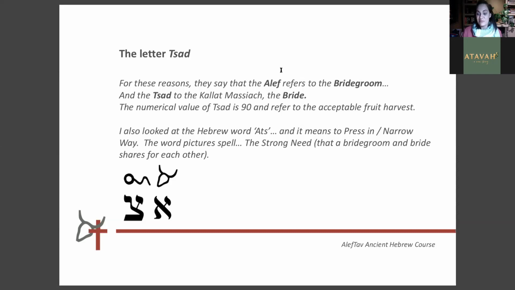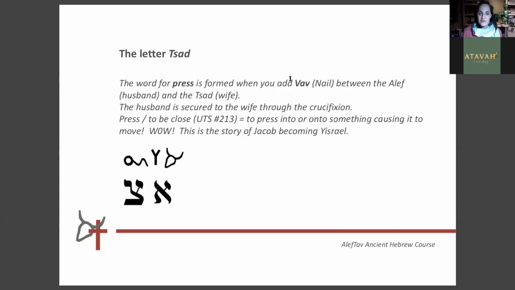But to make it even more beautiful, I saw that this is the parent root. So atz is the parent root for the word to press in. But to form the word press, they add another letter. The word for press is formed when you add the vav, the nail, between the Aleph, the husband, and the wife. It was just revelation upon revelation. So the husband is secured to the wife through the crucifixion. Obviously here I'm referring to Yahusha being secured to his wife through the blood and through what he did for us, taking us into this new covenant.